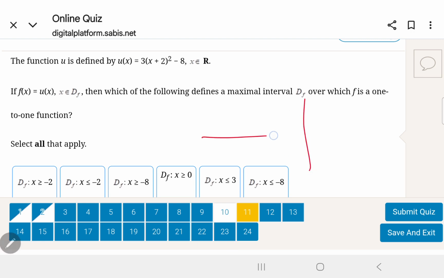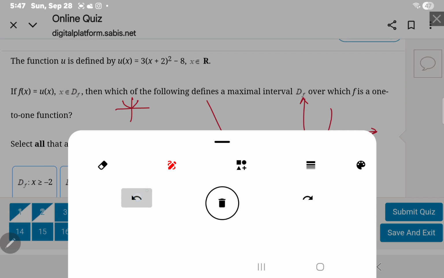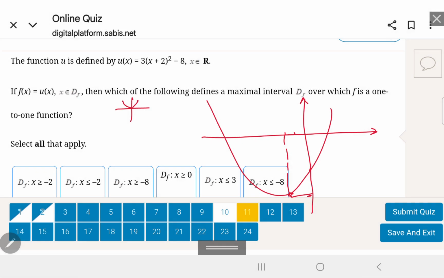So first of all, let's graph the function. The parent function, as we said here, it goes 2 units to the left, and then 8 units down, so here. Then you graph it this way. That's the function. Now, to be 1 to 1, it should pass the horizontal line test. Horizontal line test means if you draw a horizontal line and it cuts it twice, it is not 1 to 1, it's many to 1. If it cuts it once, it's 1 to 1. Clearly, this function is many to 1, it's not 1 to 1.